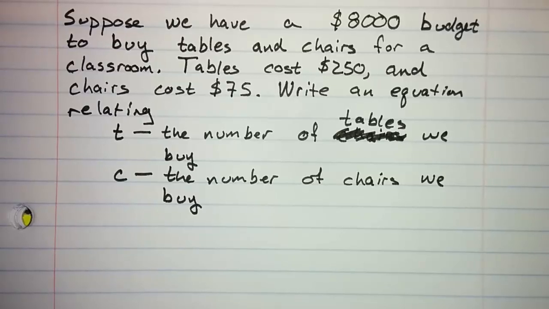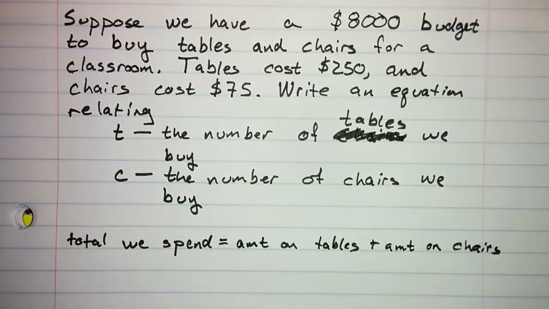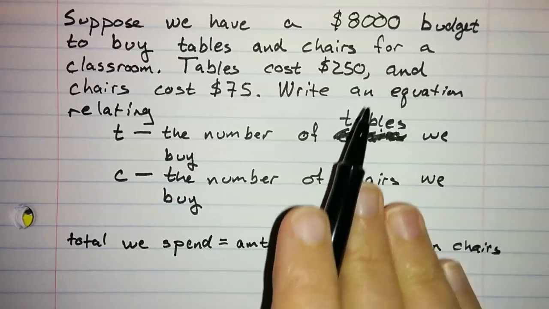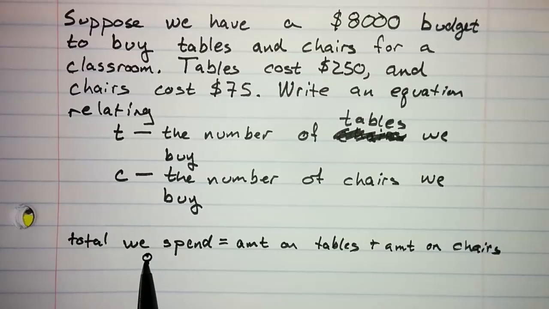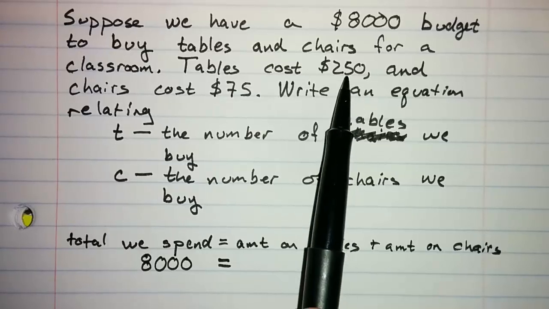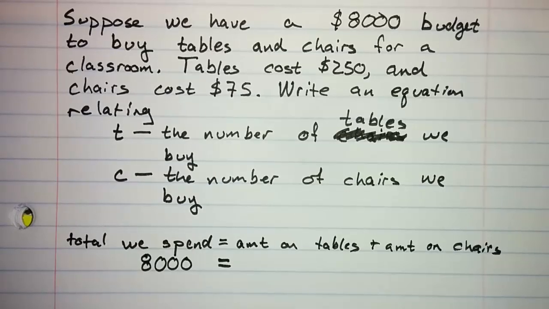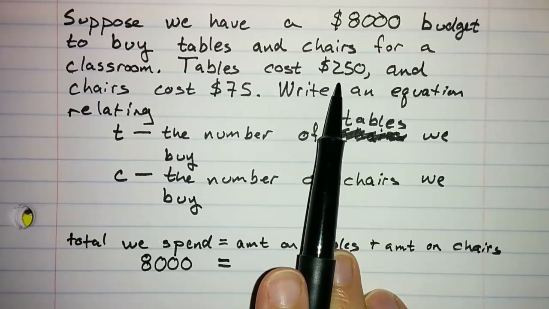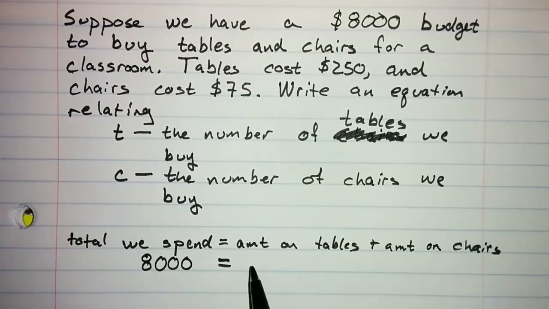Now, just thinking about this with common sense, it's pretty clear that the total amount that we spend is going to be the amount we spend on tables plus the amount we spend on chairs. Now, the total amount we spend, we want that to be $8,000. How much do we spend on tables? Well, if we buy T tables, and each one costs $250, what will that cost? The amount each table costs times the number of tables. So 250 times T.